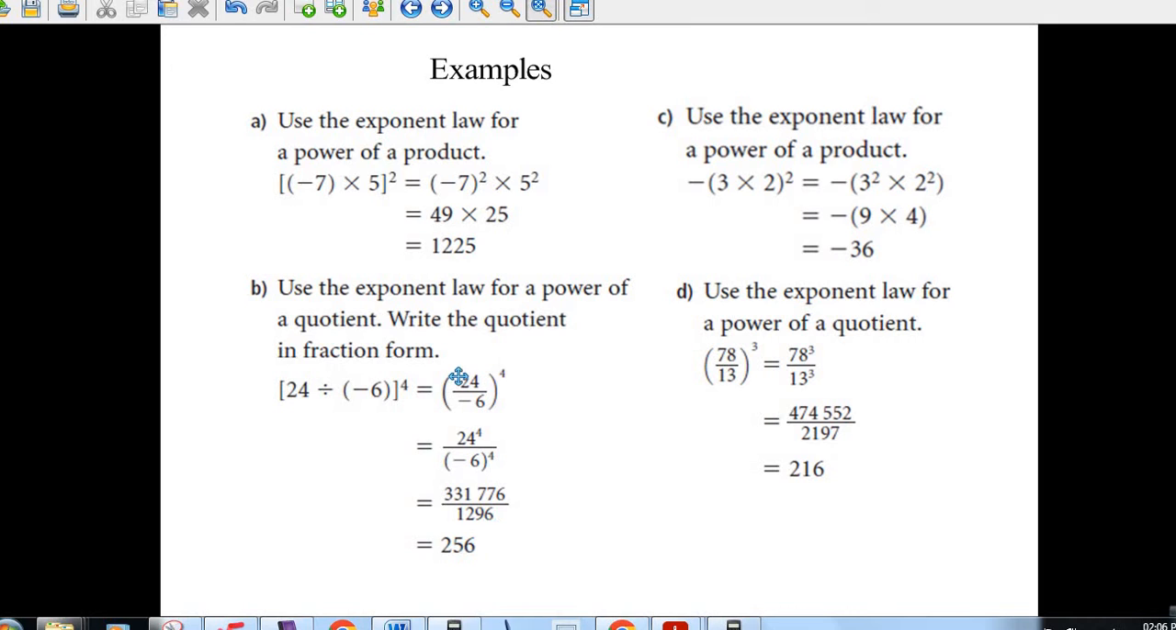You might be smarter, actually, to go 24 divided by 6 is negative 4. Negative 4 to the fourth power is 256.